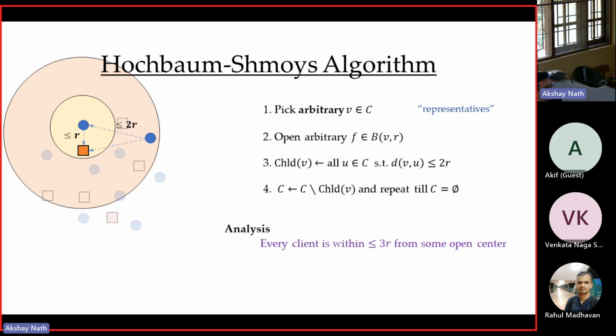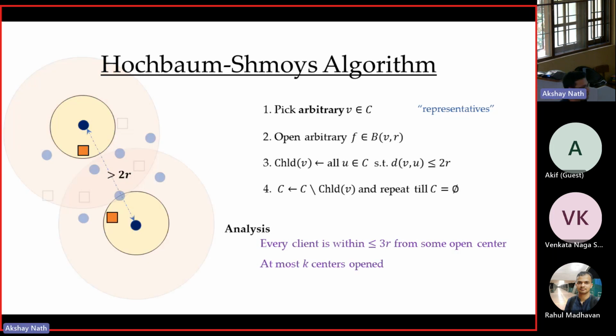What is not very clear is why I have not opened many more facilities. Why have I stopped at only K? The claim is that at most K centers are open, but actually it's not quite true. If I open more than K centers, then my radius guess is too small. That's the correct thing to say. Why is that the case? The key observation, which is good to keep in mind, is that the representatives are far away by design. Any two representatives are more than 2R away, otherwise the first representative would have eaten up the second. Which means that these yellow balls are disjoint.